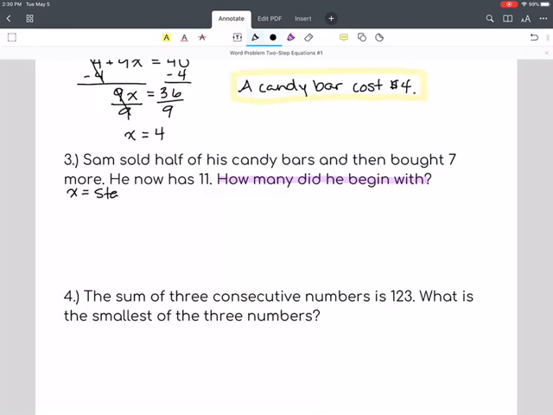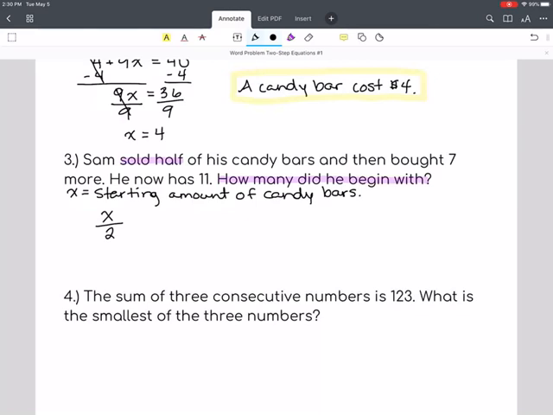It's the starting amount of candy bars. All right, so I'm starting with x. Here it is. And it said Sam sold half of his candy bars. That's what he did first. He sold half. Remember, half. If you're going to half something, you're going to divide it by 2. So he has his X amount, and he decided he sold half of them.